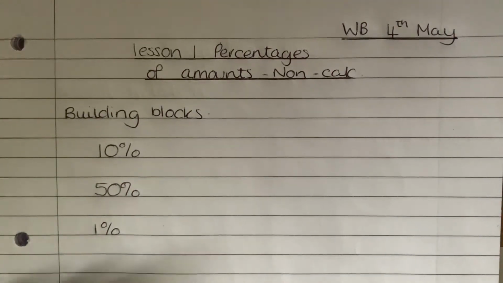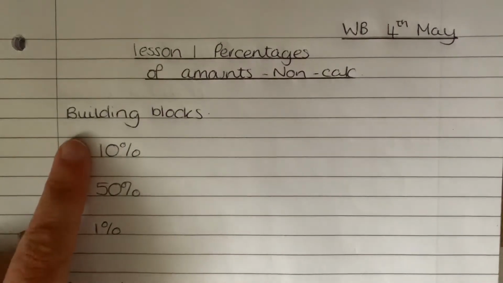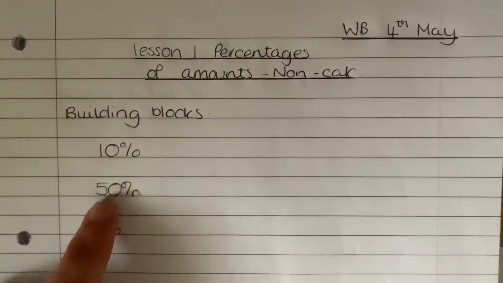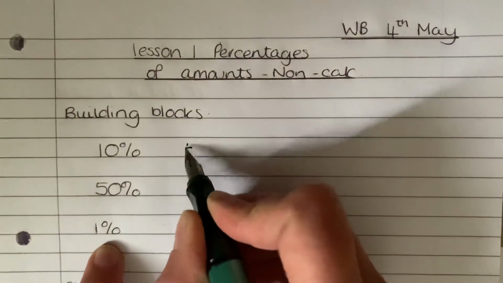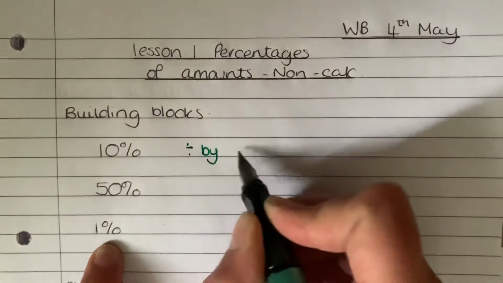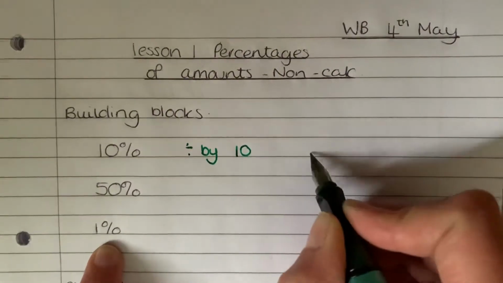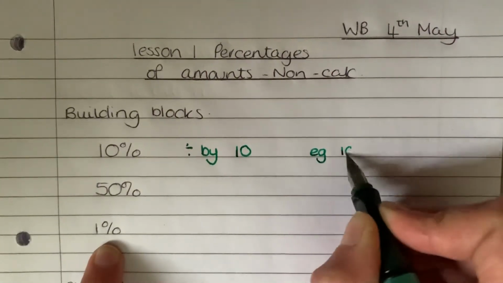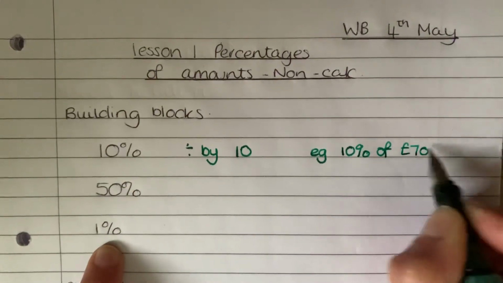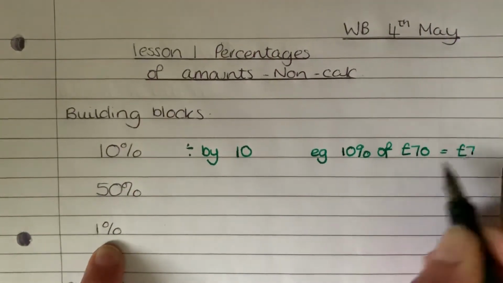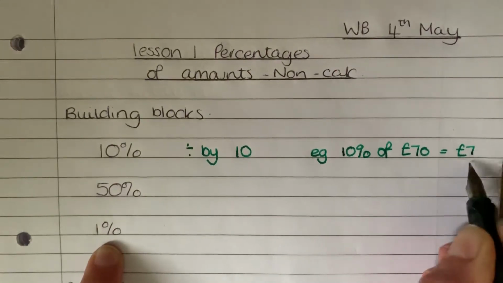Right, we're going to start off with our building blocks. So our building blocks are 10%, 50% and 1%, and hopefully these are things that we can do in our head. Okay, so to find 10% of something, you would simply divide by 10. So for example, 10% of £70 is 7, because 70 divided by 10 is 7.